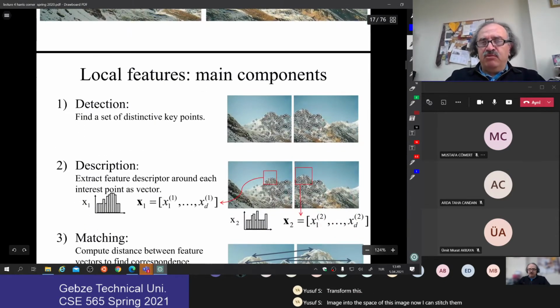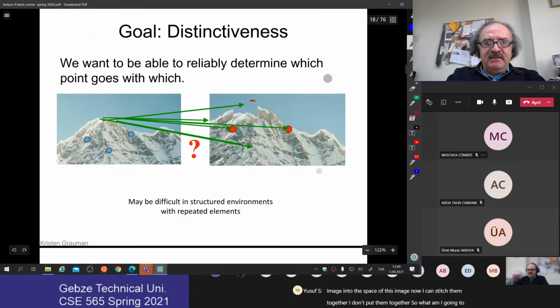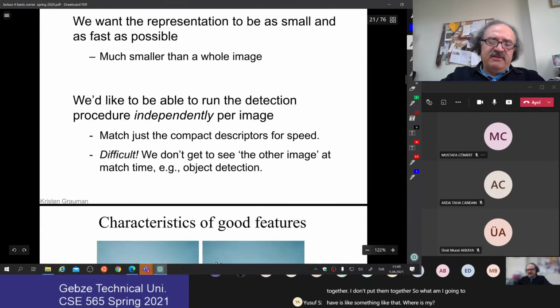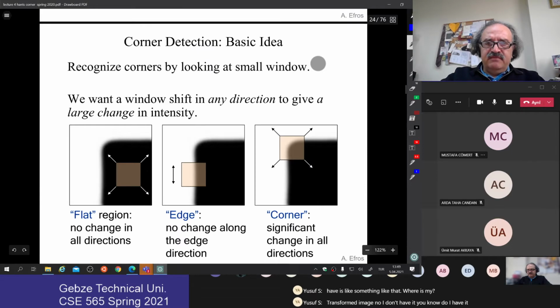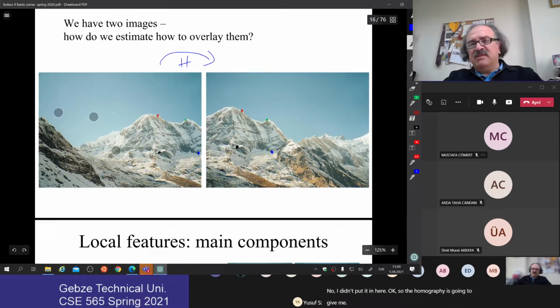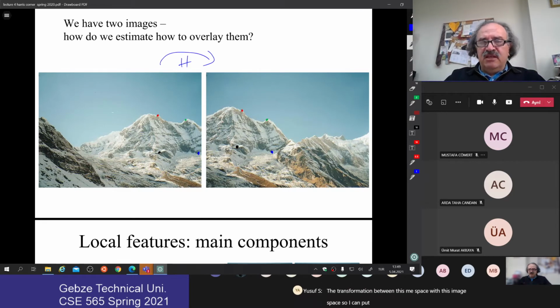I can put them together. So what I am going to have is something like that. Where is my transformed image? No, I don't have it. I didn't put it in here. Okay. So the homography is going to give me the transformation between this image space to this image space. So I can put them together into the same picture.